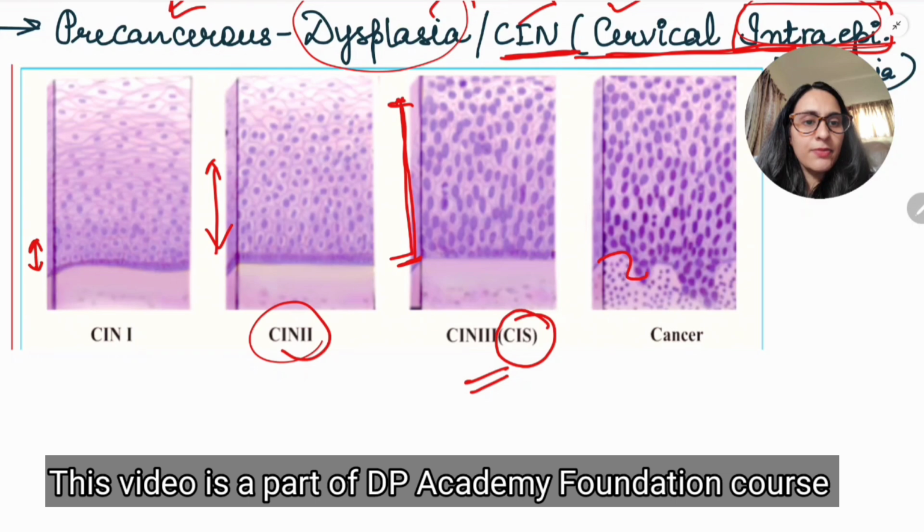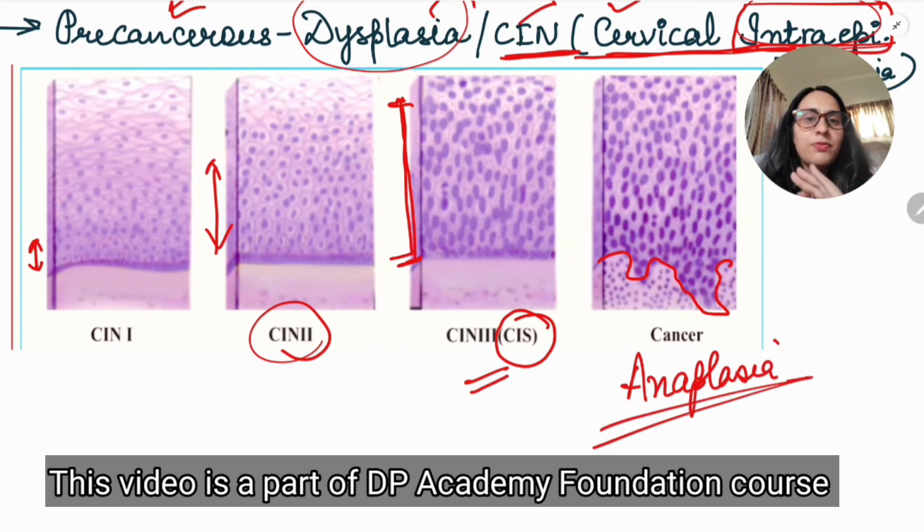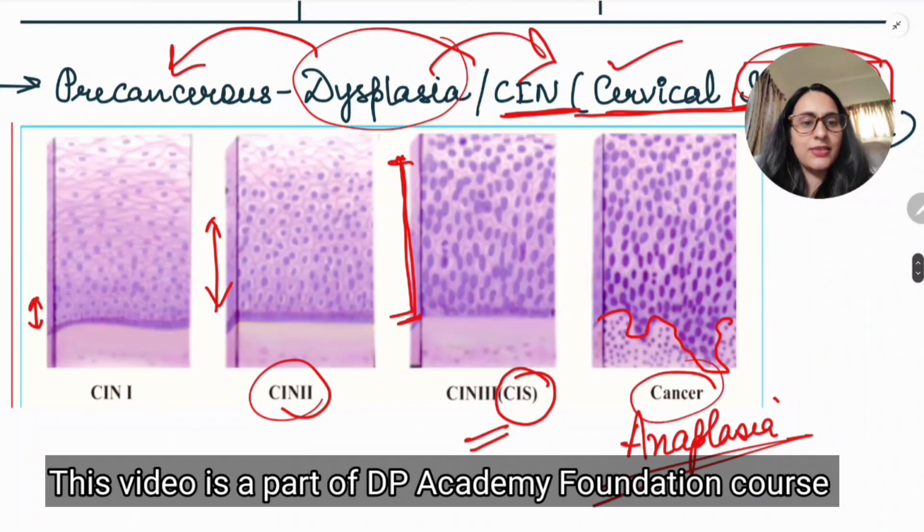Here you can see the basement membrane is breached, the cancer cells are going somewhere, and this is a characteristic feature of anaplasia. When the basement membrane is breached and the cells are going through, the basement membrane is broken here, and this is anaplasia or the cancer.